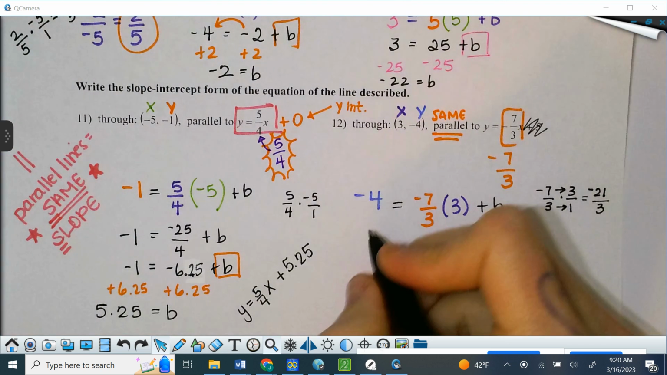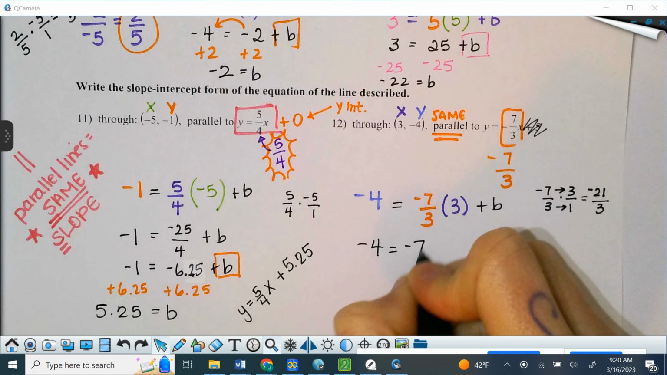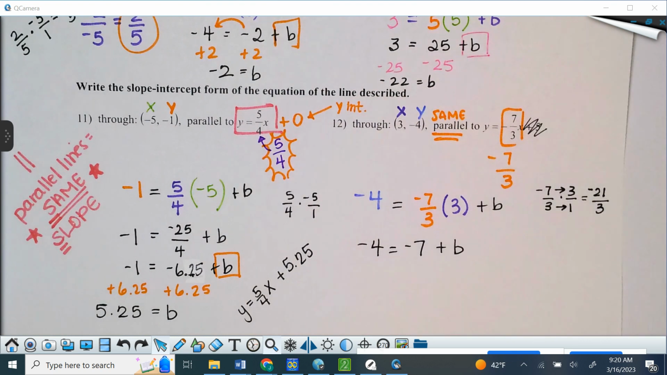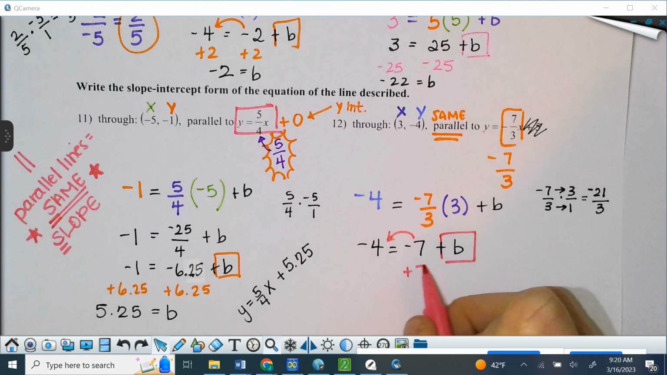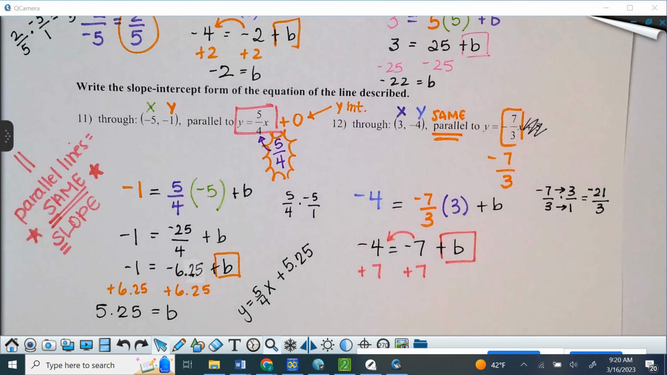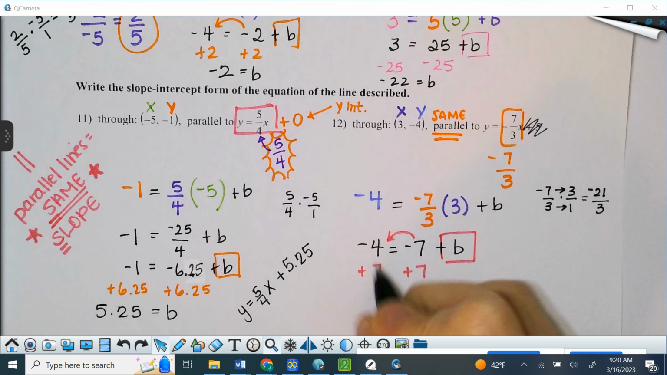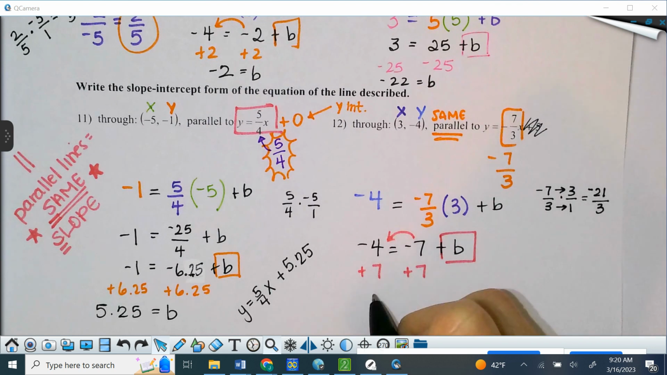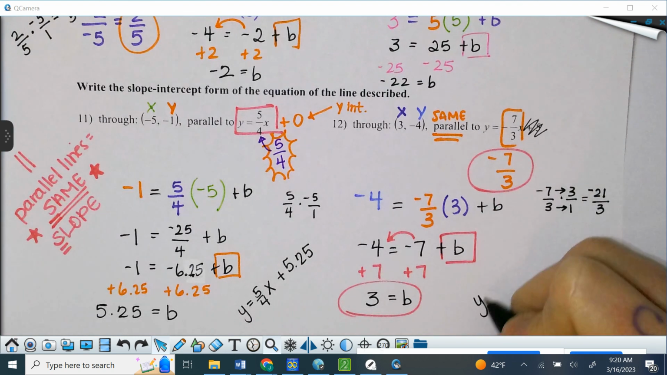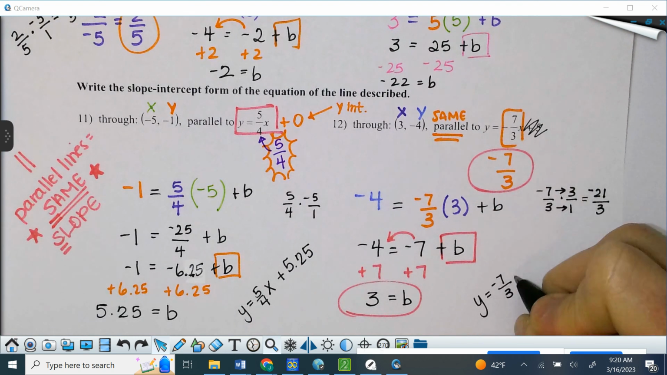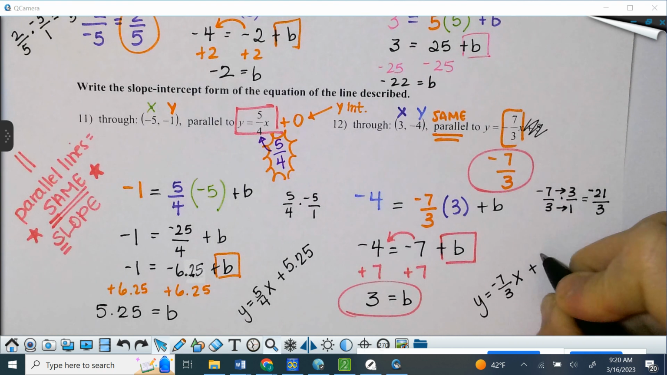So negative 4 equals negative 7 plus b. We want b by itself. We're going to move that negative 7 over by doing the inverse. So we're going to add. So if I owe you $4 and I paid you $7, that means you have made $3 off of me. Positive 3. Now I have my y-intercept and I have my slope. So I'm going to write my equation. Y equals negative 7/3 x plus 3, our y-intercept, or b.